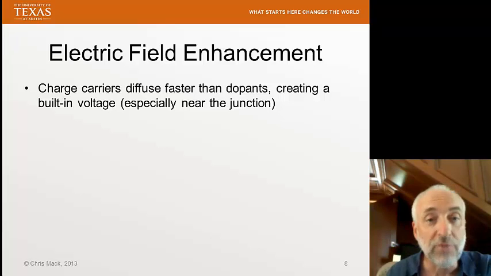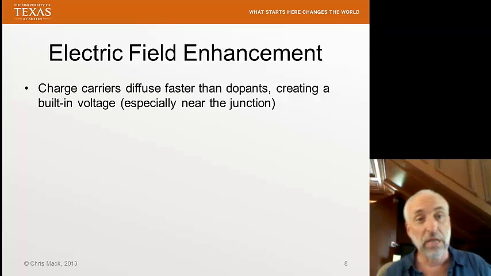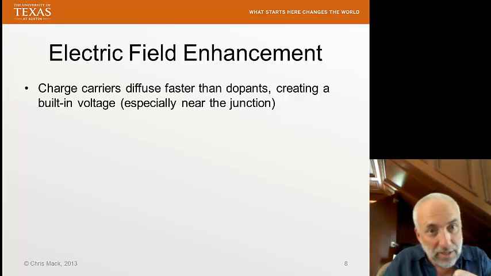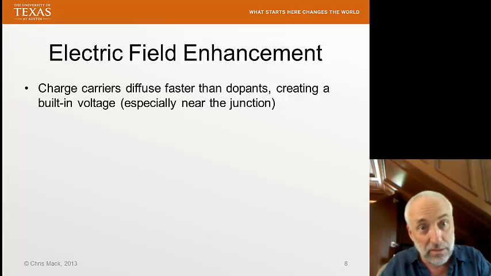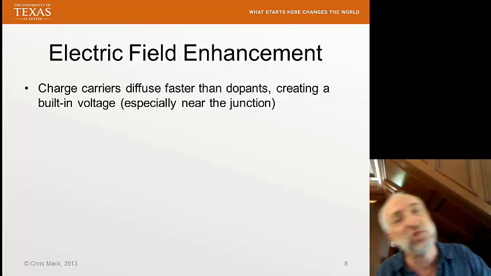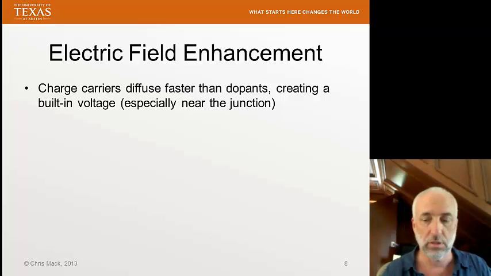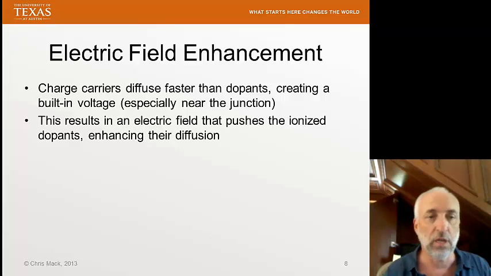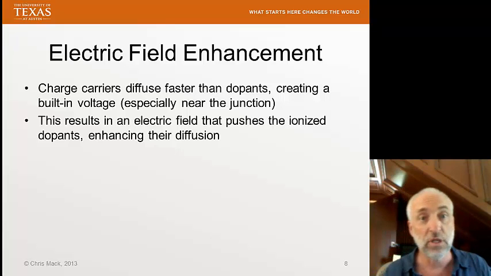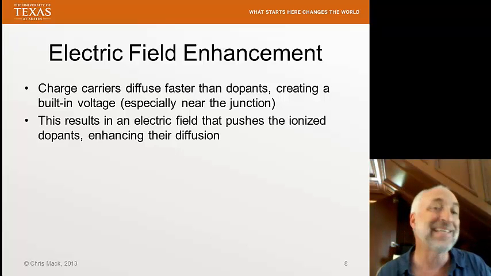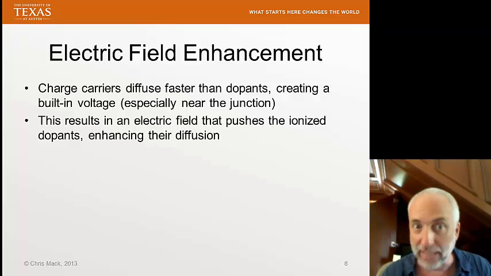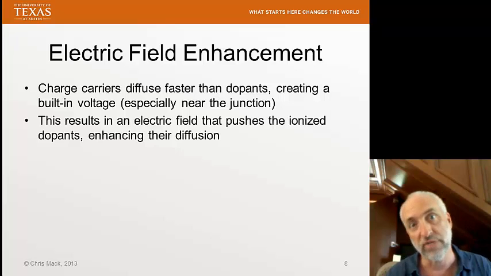Now, how does that voltage work? The charge carrier moves faster than the dopant. The charge carrier is the opposite charge as the dopant, so it tends to attract the dopant. The electric field then pushes the ionized dopants in the direction of the charge carrier. This enhances their diffusion. So that's why we call it electric field enhancement of the diffusivity.